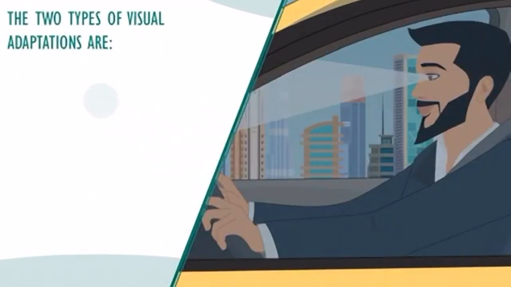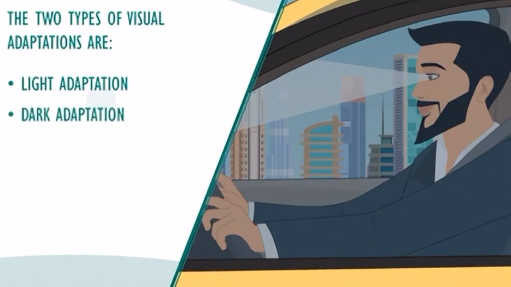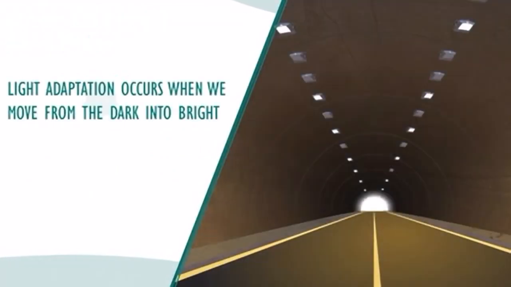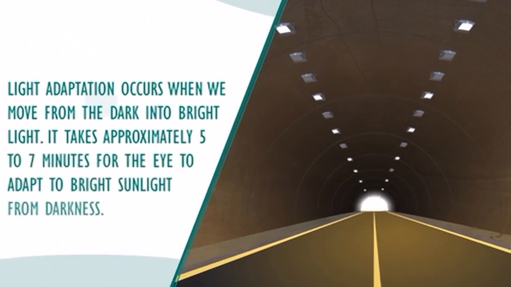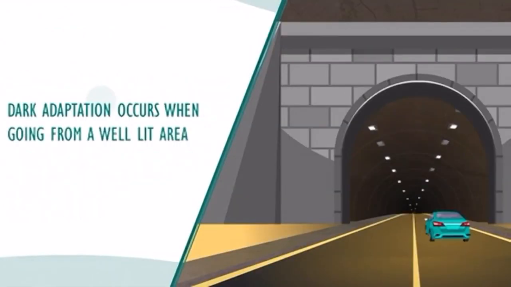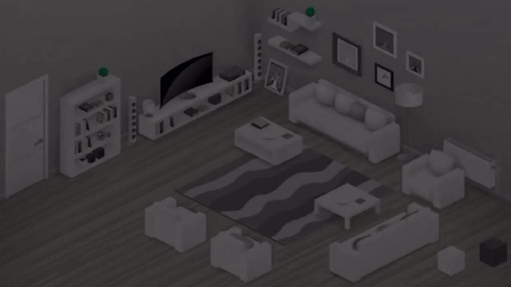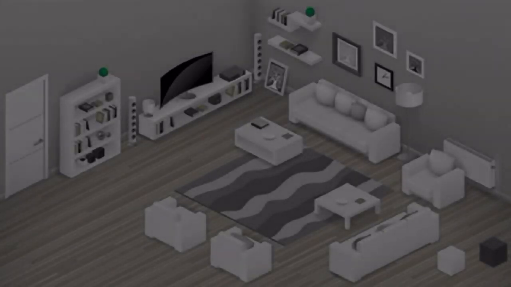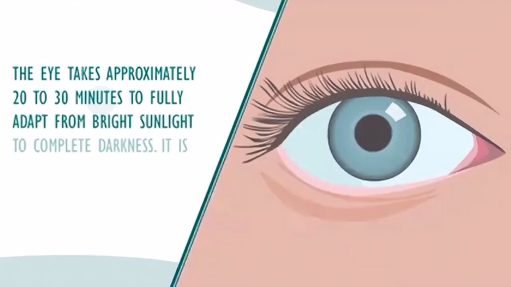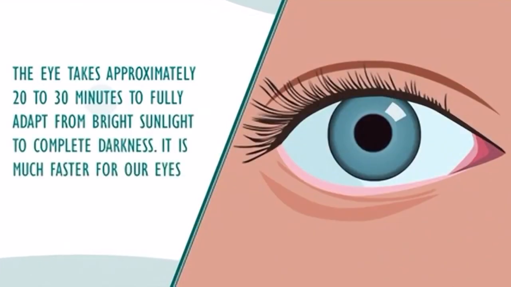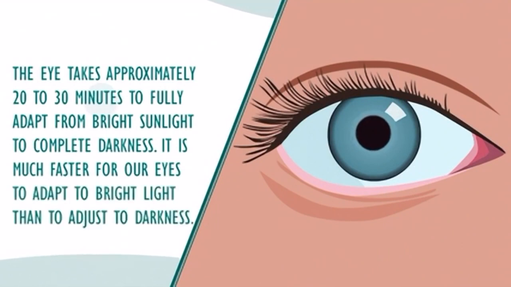The two types of visual adaptations are light adaptation and dark adaptation. Light adaptation occurs when we move from the dark into the bright light. It takes approximately 5 to 7 minutes for the eye to adapt to bright sunlight from darkness. Dark adaptation occurs when going from a well-lit area into a dark area. For example, when we enter a very dimly lit room, soon after being out on a bright sunny day, we're hardly able to see our surroundings at first. But as time goes by, we gradually become able to see the things in the room. The eye takes approximately 20 to 30 minutes to fully adapt from bright sunlight to complete darkness.